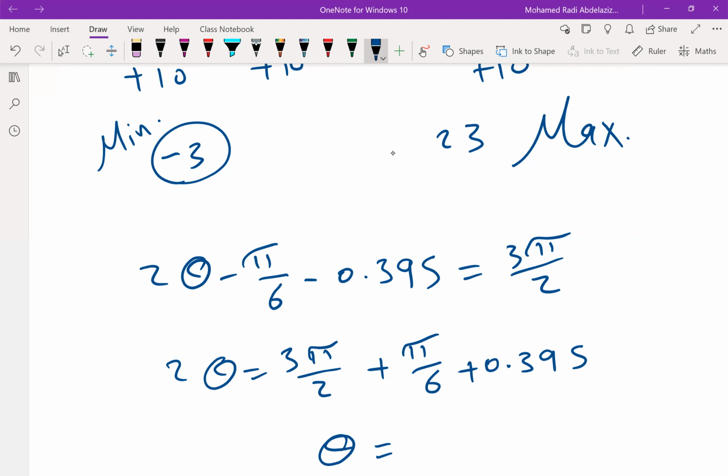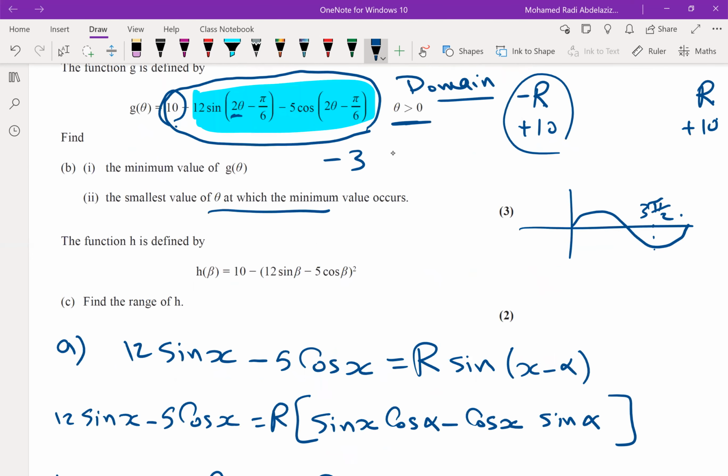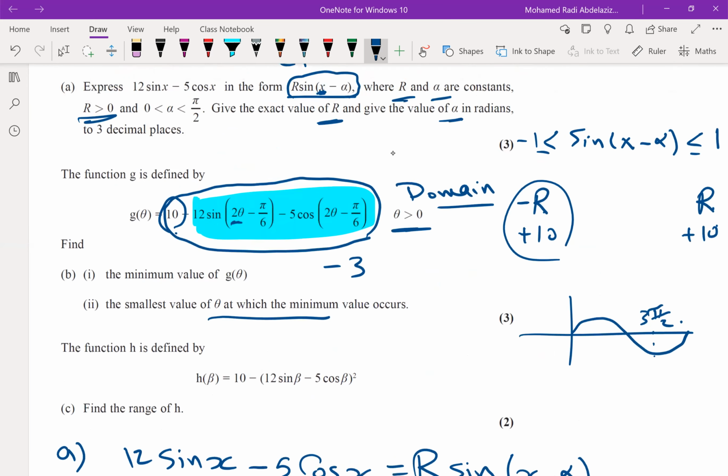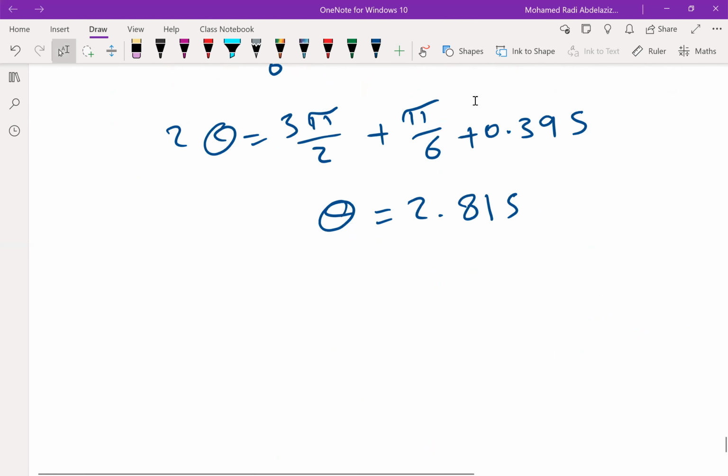3 pi over 2 plus pi over 6 plus 0.395, then divide the answer by 2. So theta is 2.815. Asked to get theta corrected to, it's not given. Find the smallest value of theta. So the final answer is 2.815.